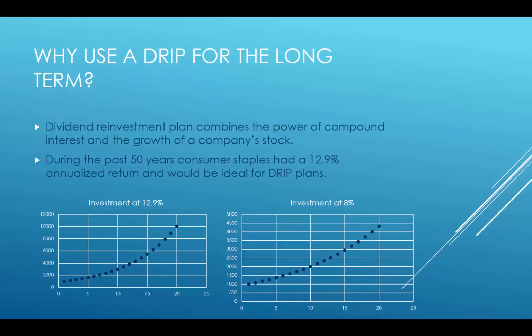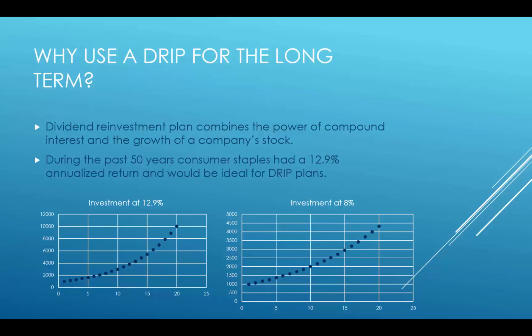So I used an example for consumer staples. During the past 50 years, consumer staples had a 12.9% annualized return. And this would be ideal for dividend reinvestment plans, pretty much to hedge against market risk. It's consumer staples, basically people buying everyday products such as Pepsi, Coke, chips, and baby products and other healthcare products.